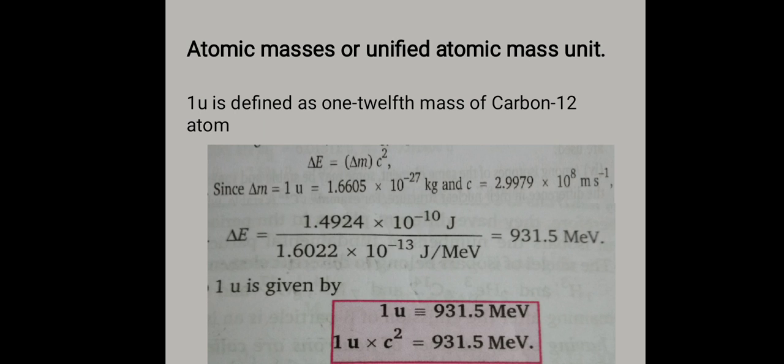But the answer we have got is in joule, and we need it in mega electron volt. So we divide it by 1.6022 into 10 raised to minus 13 joule per mega electron volt, and we get the answer as 931.5 MeV. These steps and calculations are not much important, but the final boxed answer is very important. That is, 1 U is equal to 931.5 MeV, or 1 U into c square is equal to 931.5 MeV. This value is needed for doing the numericals. I think it is clear.